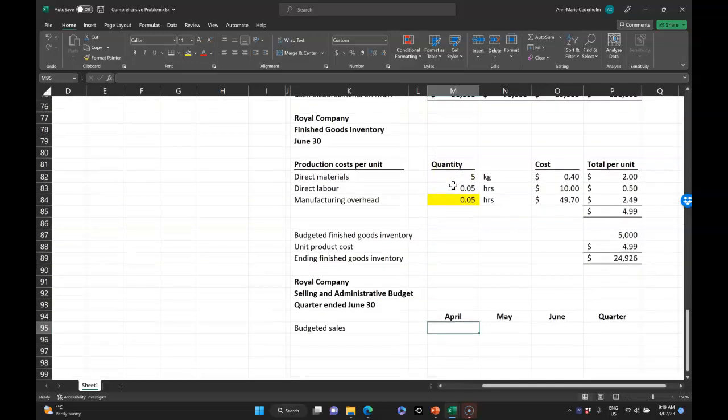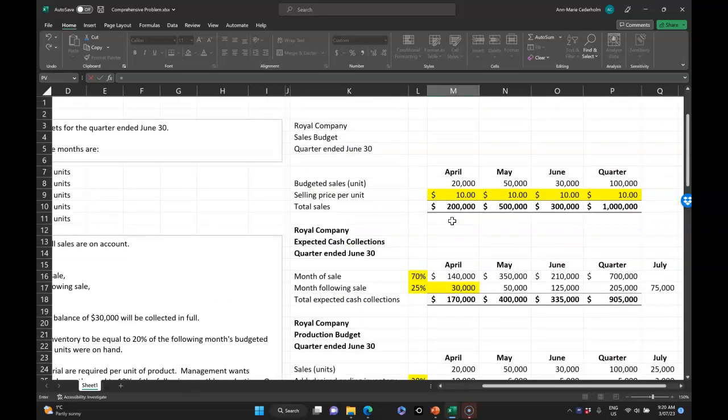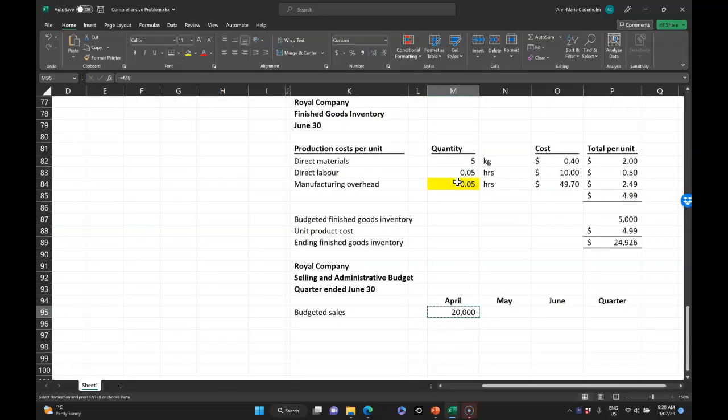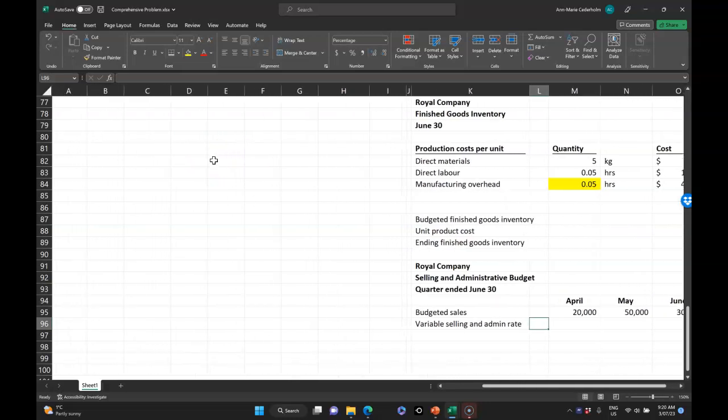So if I go all the way up to my budgeted sales, I think that's the first schedule that we did. I'm going to grab the 20, the 50, and the 30. So just to remind you that when I'm looking at my variable selling and admin, it's based off of my budgeted sales, not my budgeted production. So let's see if they're listing all of my variable expenses separately or if we're just lumping them all together.